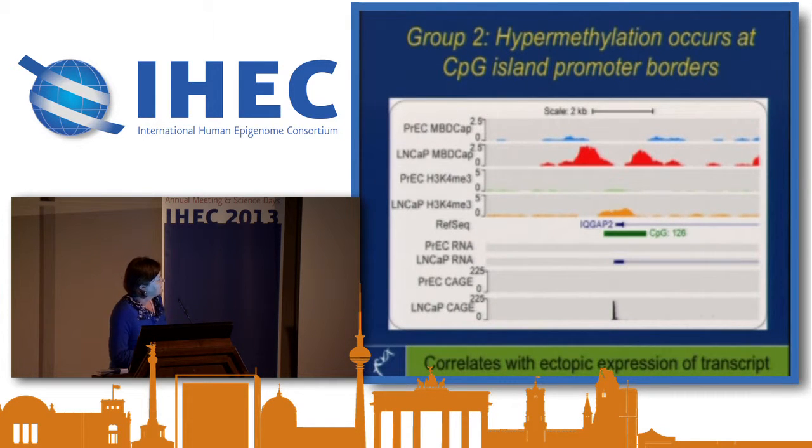The next group of hypermethylation that we found associated with gene activation was a little bit more intriguing and something that we're still trying to understand. And this is where, rather than extensive hypermethylation across the entire CpG island, we find that methylation is encroaching on the borders of the CpG island, but doesn't span the transcriptional start site. And again, there's an increase in the H3K4 trimethylation. So it's this combination. It's not changing where the start of transcription is, but it's promoting and allowing ectopic expression of a transcript, in this particular case, which is not normally expressed in prostate epithelial cells.